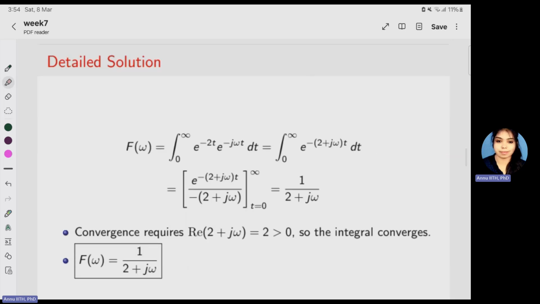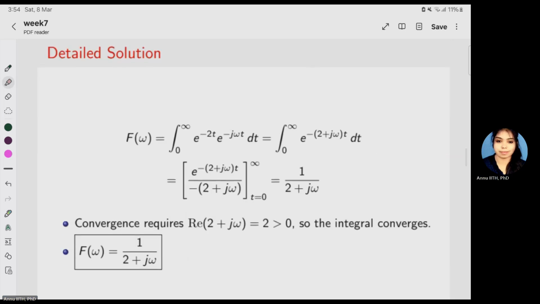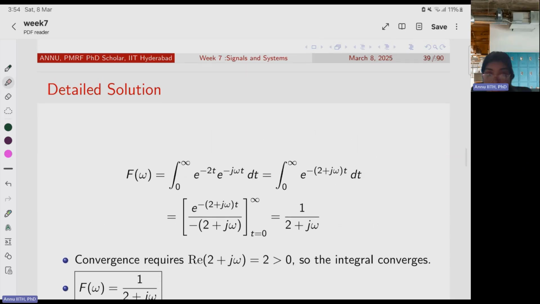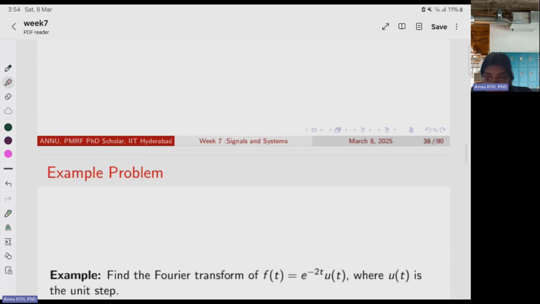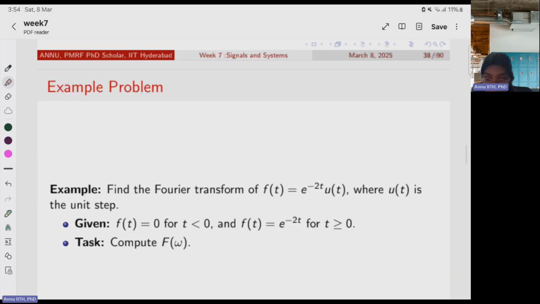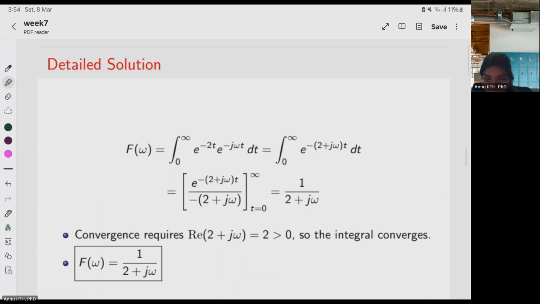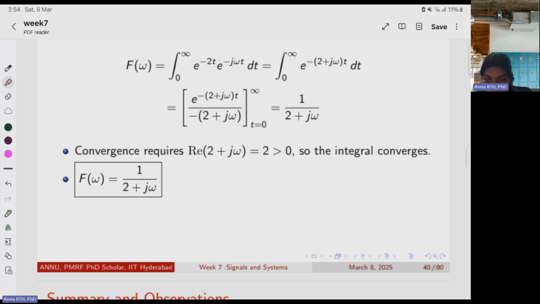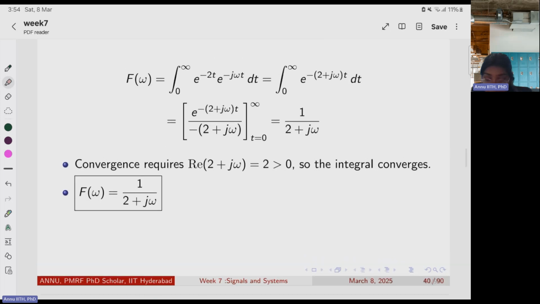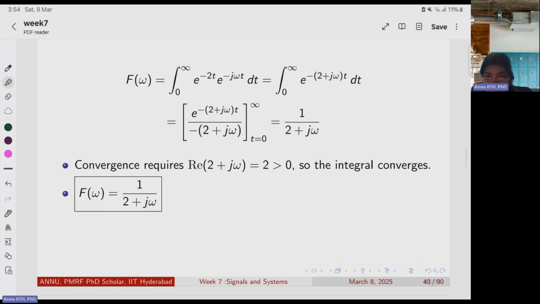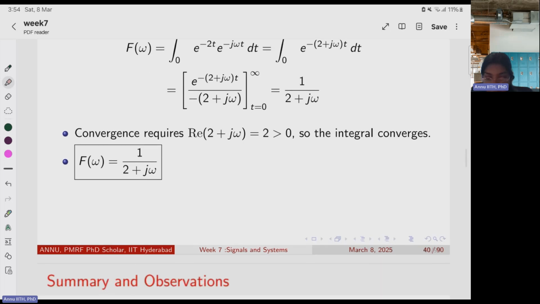So basically, how will we compute this? We have e power minus 2t, e power minus j omega, which is simply 2 plus j omega. So convergence requires the real part of 2 plus j omega, which equals 2, to be greater than 0. So the integral converges.